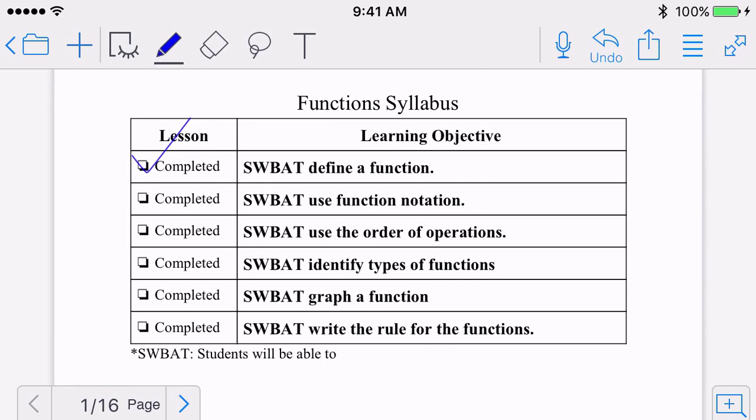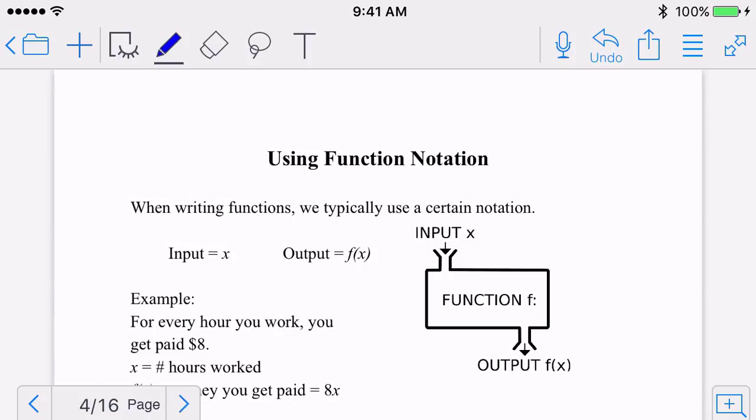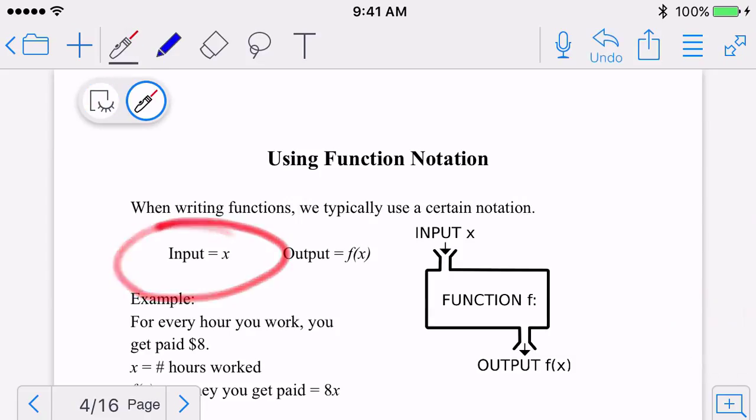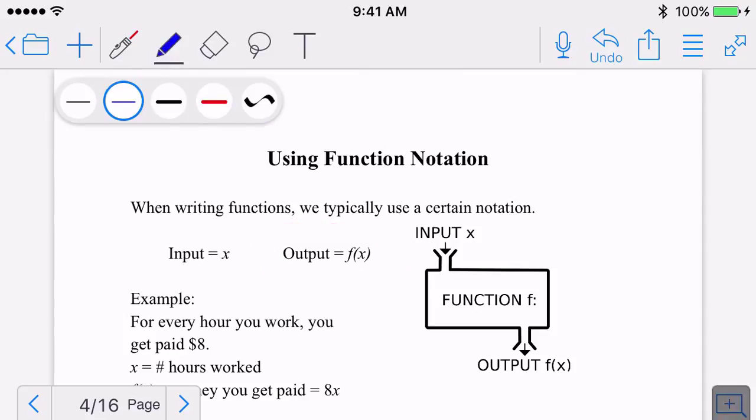All right, today we are learning about how to use function notation. So let's go to page 3, using function notation. When writing functions, we typically use a certain notation, and this is what it's going to look like. We have x as our input, which we learned about last time. Our output we're going to write as f of x. So remember, that's how we say this, f of x.